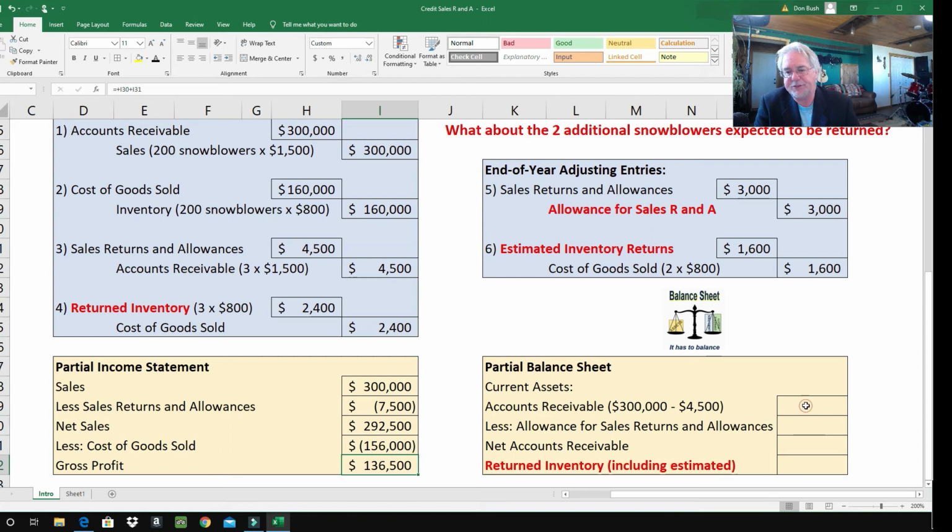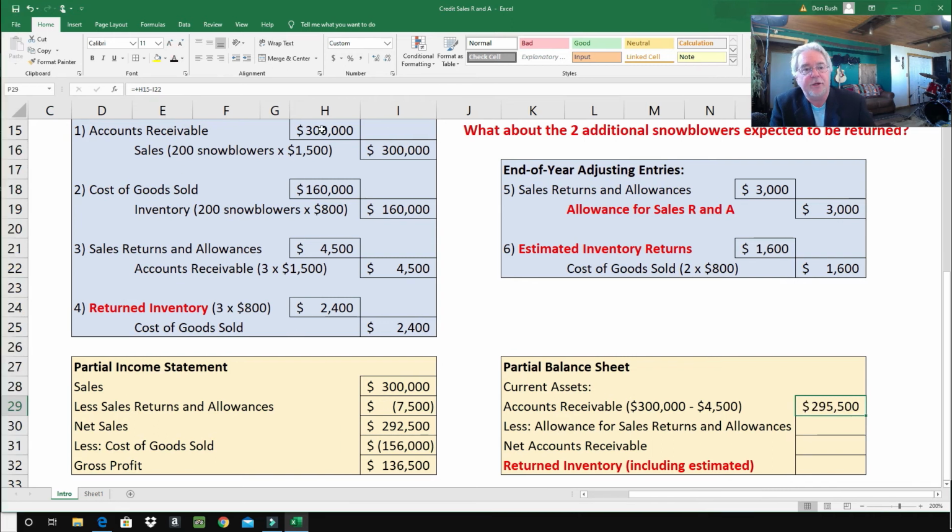Now accounts receivable is going to be the $300,000, the sales for the year, minus the 3 snowblowers that were returned, because the customers are not going to pay for these. They returned those snowblowers. So that's $295,500. That $300,000 in accounts receivable minus the returned snowblowers of $4,500. So there you are.